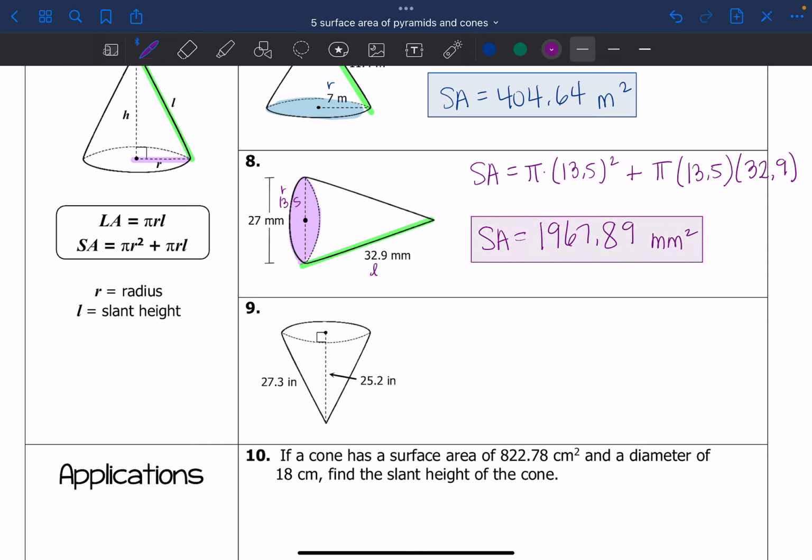Okay, and that's about it for surface area of pyramids and cones. Just follow the formulas and you'll be all right for the most part. Let me know if you have any questions.